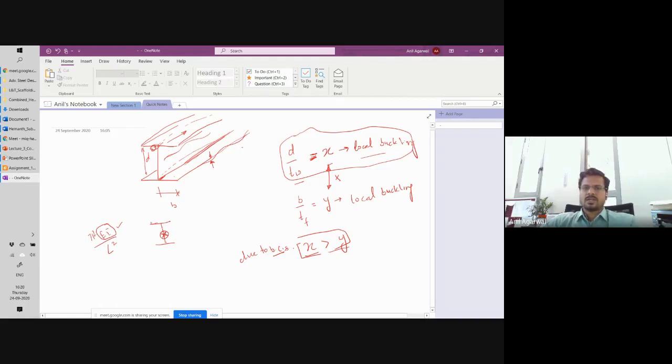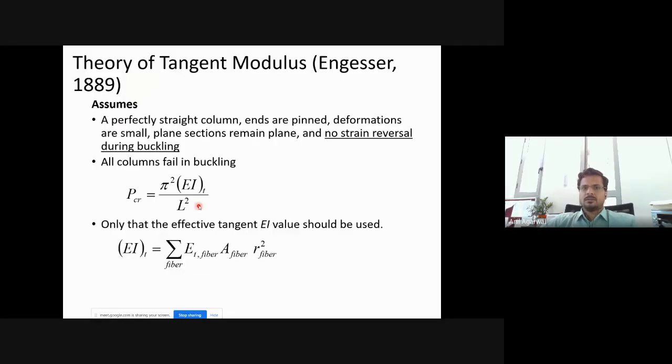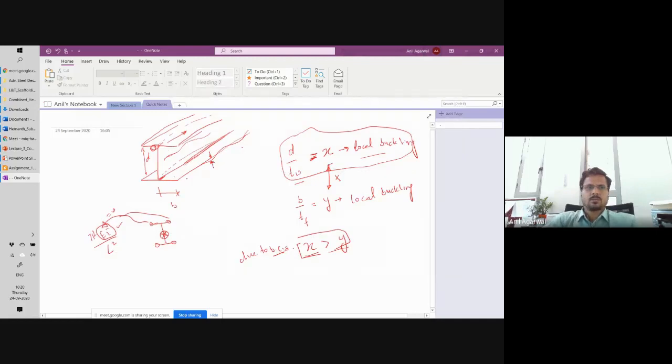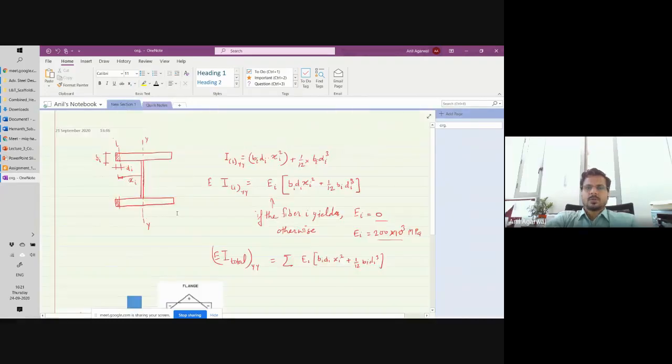And what you're finding is that some corners of this cross section have started yielding already. If they have yielded, then the contribution from these fibers towards E is 0. Correct? And as a result, your net EI becomes less. And that should have a role to play in how much capacity it has, at what load it will buckle. So your buckling capacity is reduced.